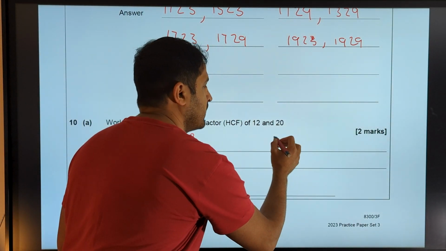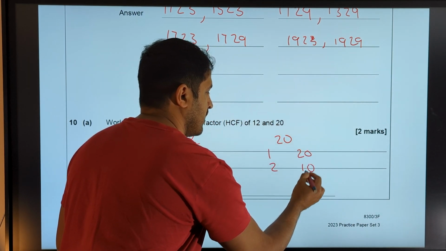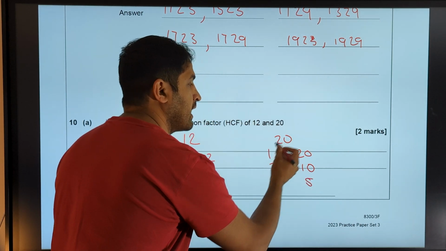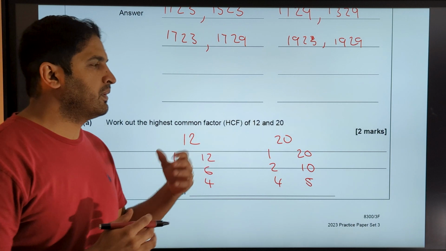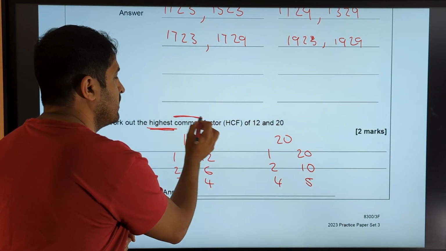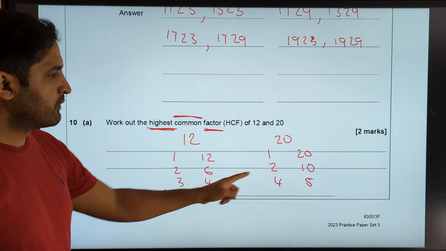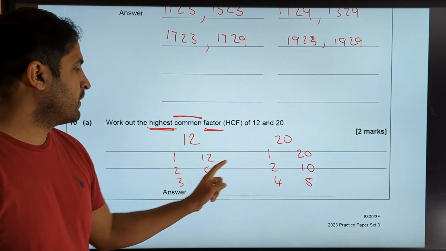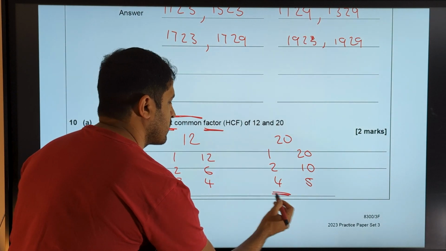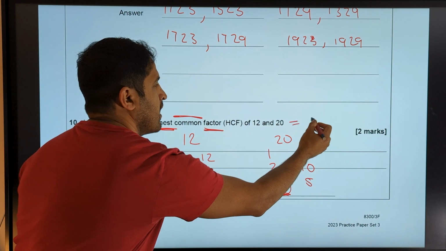Do the same thing for 20. 1 and 20. And 2 and 10. 3 doesn't go into it. 4 and 5. Then 5, which is already there. So these are the factors of 20. Now we're looking for the highest number that's common from the factors. So we start from the highest number. 12, no. 6, no. 4, yes. So 4 is the highest common factor between both of those. Okay, so the answer to this is 4.